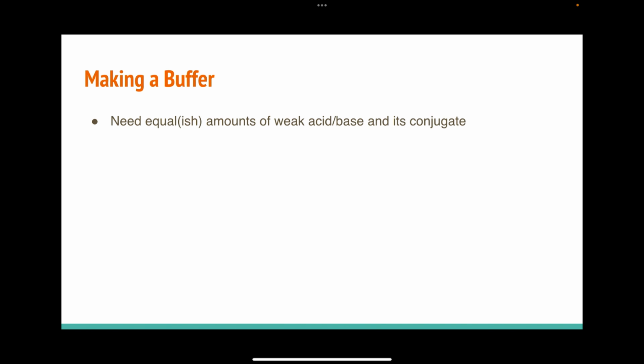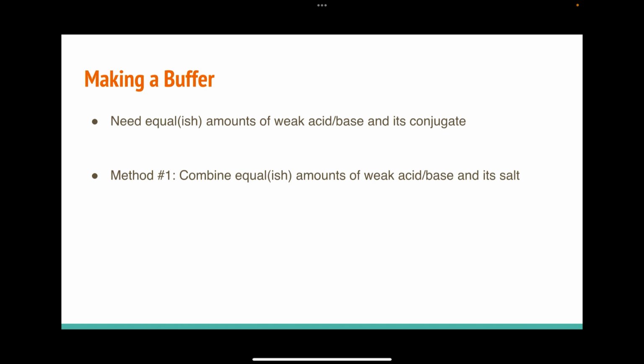So how do we practically make the buffer? Well, recall that we just said we're going to need equal-ish amounts of weak acid or base and its conjugate. I'm saying equal-ish because recall we can always shift the pH of the buffer system by manipulating the ratio of A- to HA. So there's two ways to achieve this goal.